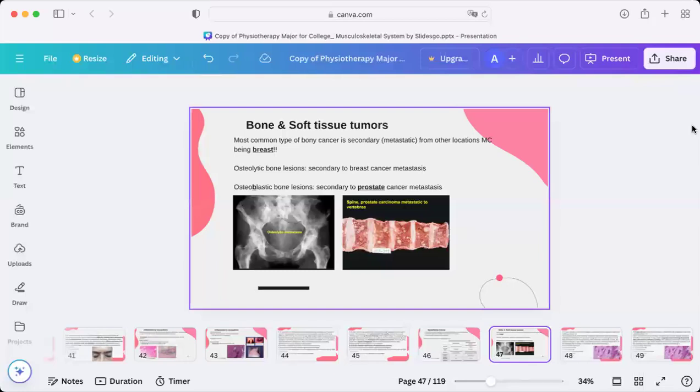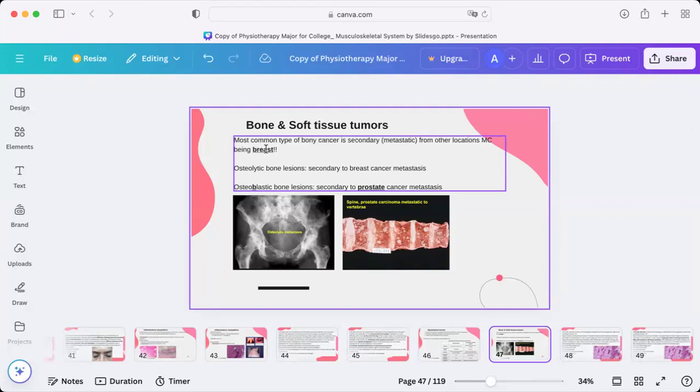They could give you a very vague picture of someone with bone cancer and ask you what the cause is. My advice: if they give you a vague picture, always know that they're asking for the most common cause. So the most common cause is metastasis, and the most common location that it's coming from, as you said, is breast.